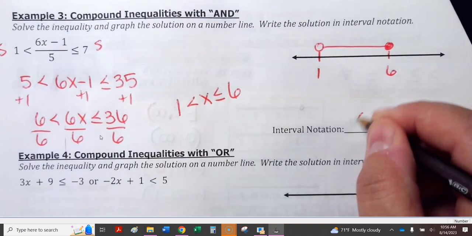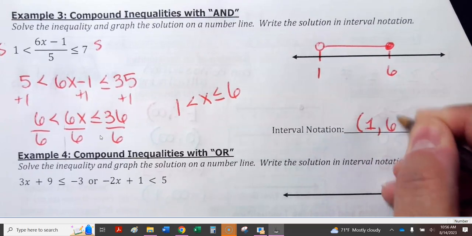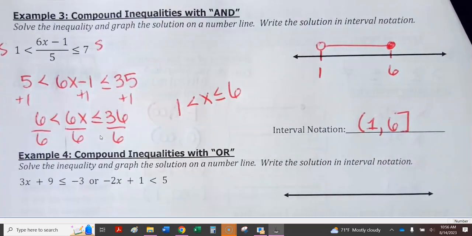The interval is super easy. Just a parenthesis with the 1 and a bracket with the 6. That's based on whether the circle is open or closed: parenthesis if it's open, bracket if it's closed.